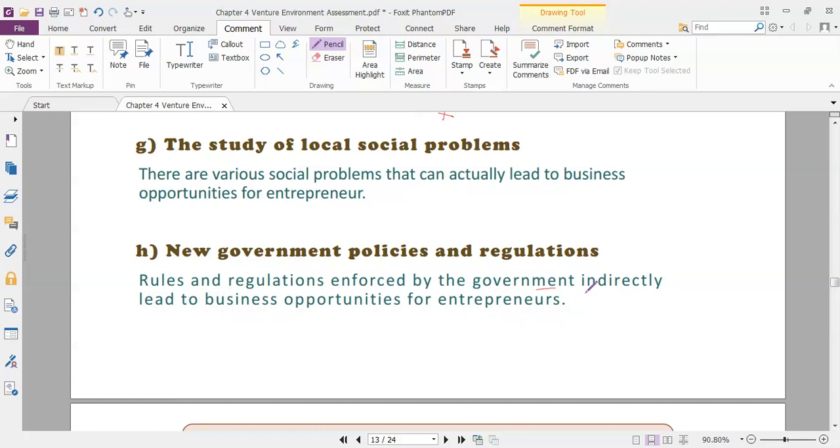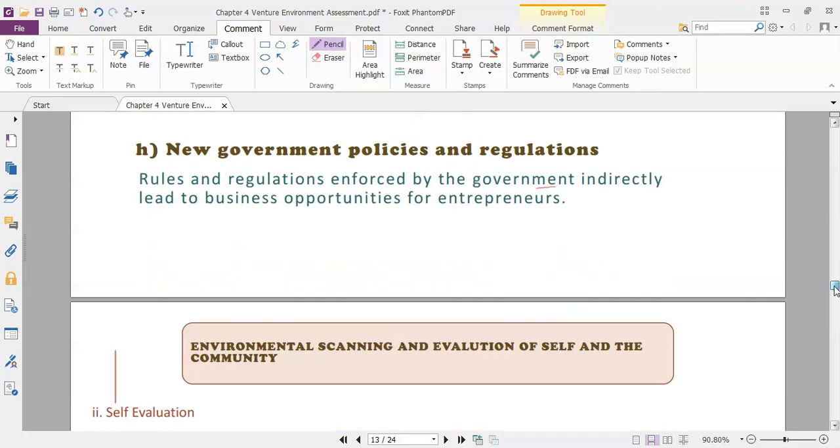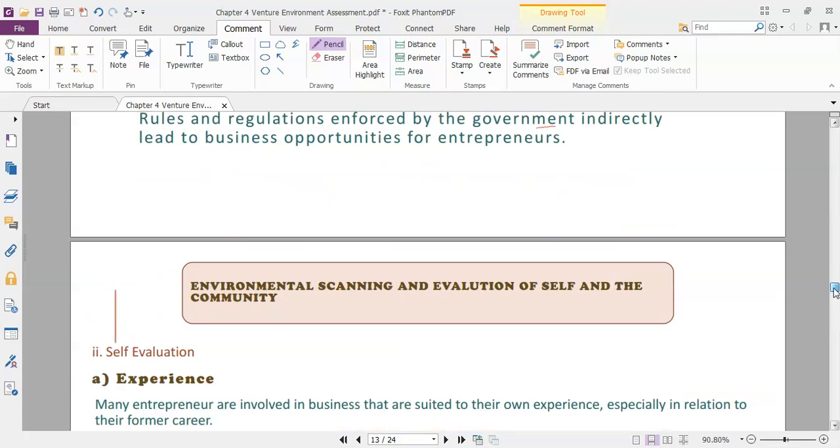So the government has withdrawn the requirement to wear face masks. So maybe there is low demand for the face mask. So we will think about what new product can be created by the business out there. Okay, so that is some of the examples.